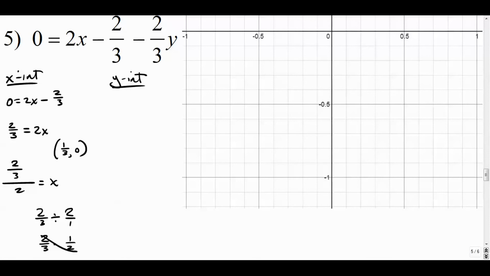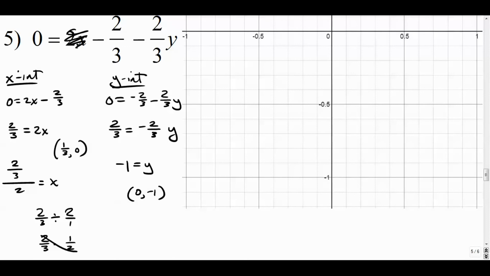Some fancy arithmetic there. To find the y-intercept, you replace x with 0. So 0 is equal to negative 2/3 minus 2/3 y. Positive 2/3 is equal to negative 2/3 y. So y is negative 1. So that goes down here, and my x-intercept is 1/3 comma 0. This is 0.5. That means this is 0.3, so I'm right in here somewhere. There you go.